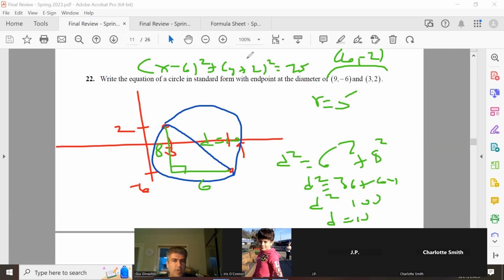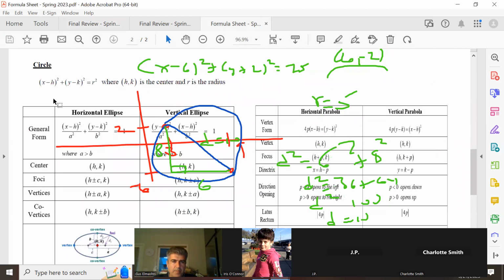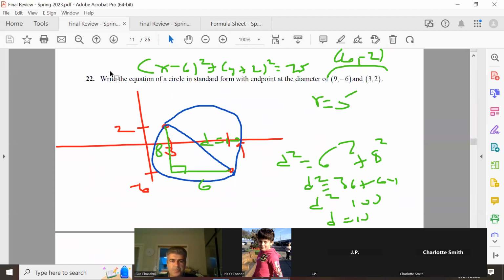And don't worry, I do give you the formula for the equation of a circle. It is on your formula sheet. Everything about conics will be on your formula sheet, and it's right here. (x minus h) squared plus (y minus k) squared equals r squared. h and k is the center. r is the radius. So that's how you do it. And the solution key should show that too. So yeah, that's all for 22. Any questions on 22 before I move on to 25?